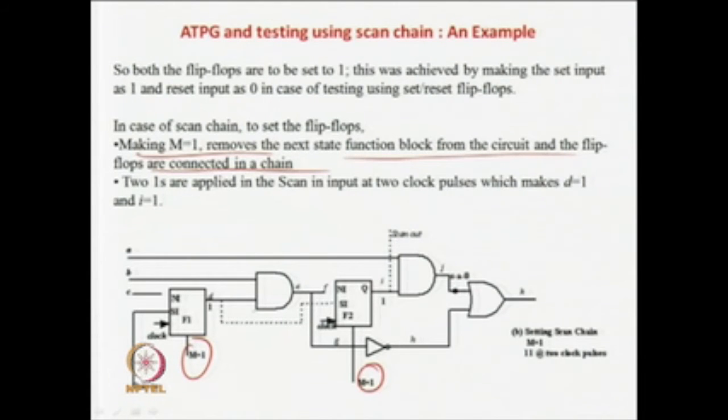Then in this case you require a 1 over here, a 1 over here. So, you require 1 and a clock pulse, then you require 1 and a clock pulse. So, 2 1s with 2 clock pulse width will get the flip flop set to 1. So, let us just look at the circuit architecture a bit in detail.